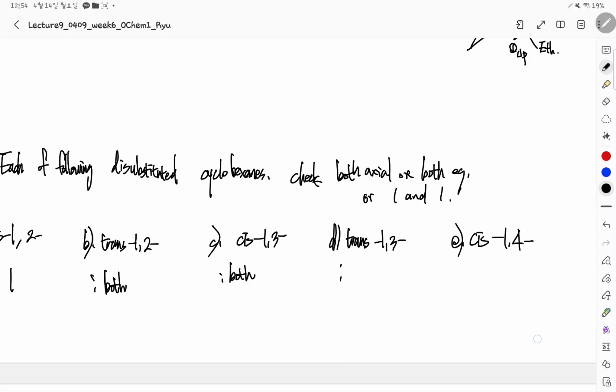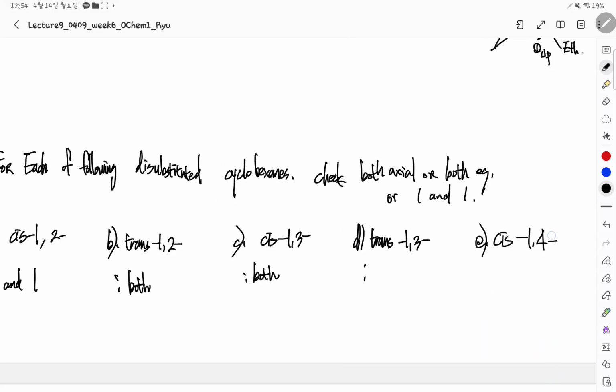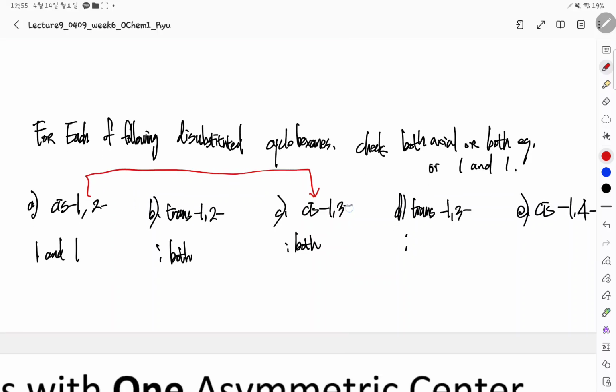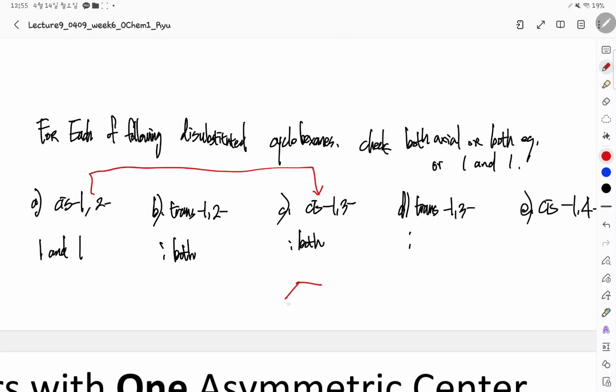So you're switching from cis 1,2 to cis 1,3. So this is going to be both axial, but you can draw and double check. Okay? So you can assign maybe 1, 2, 3 here, or the same way, 1, 2, 3, and draw cis, right?